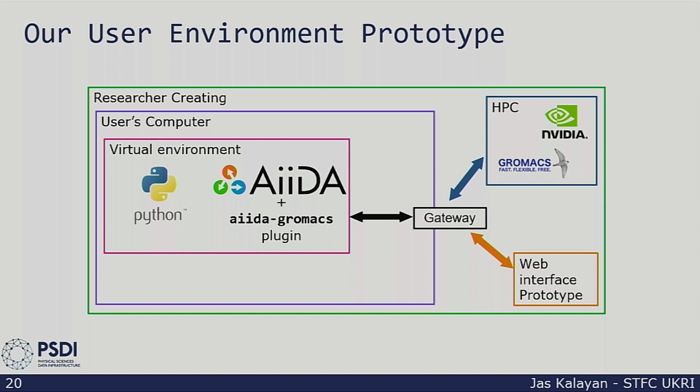I realize I'm going quite fast, but this is what our user environment prototype looks like. If somebody wanted to use AiiDA and AiiDA-GROMACS, they could just install it in a virtual environment on the computer, and they could run GROMACS on an HPC or on their computer and then track their provenance. And then the idea would be to upload that provenance online via a web interface.